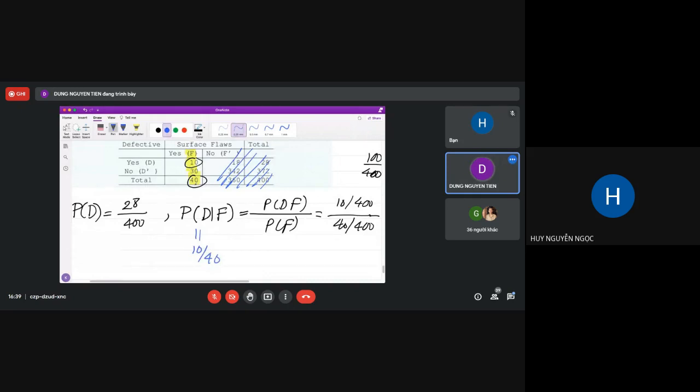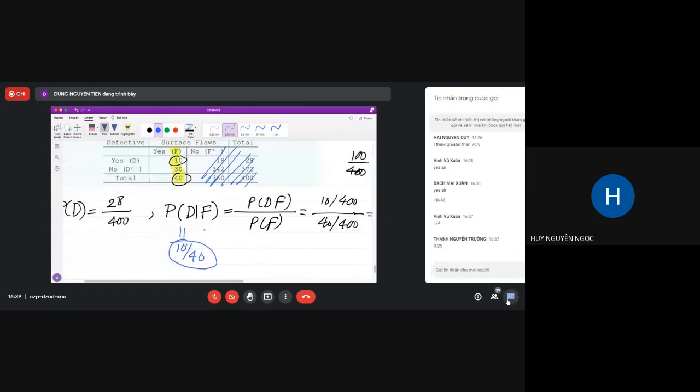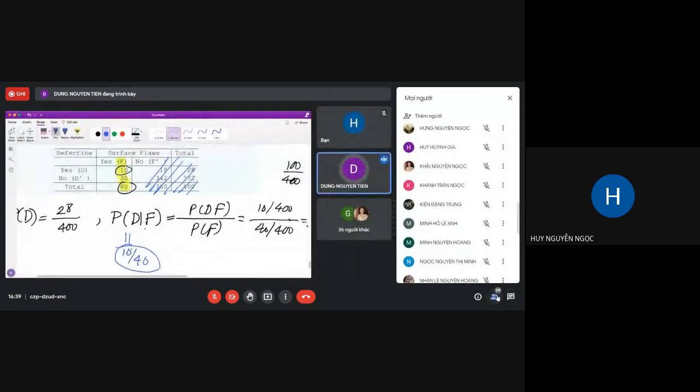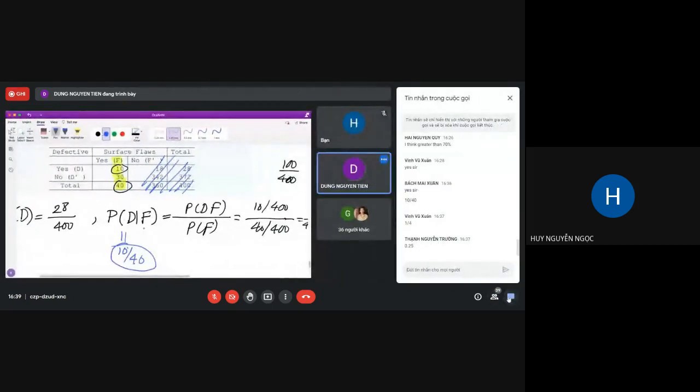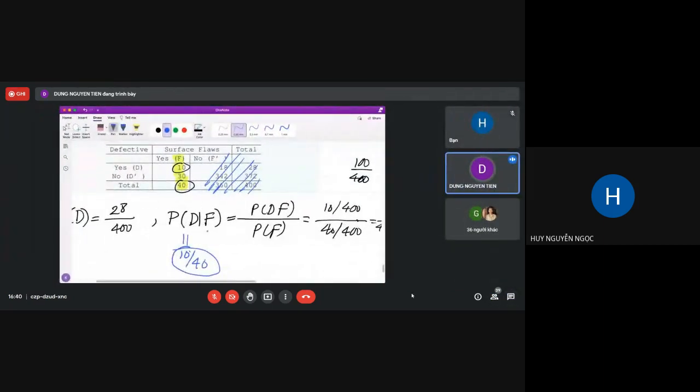Well, this way seems easier to do. However, it is not a good way if you have many more events. When you have so many events, the problem becomes more complicated. So you don't really want to change the sample space every time you compute the conditional probability. That's why it is better to use the formulas, the definition for that.